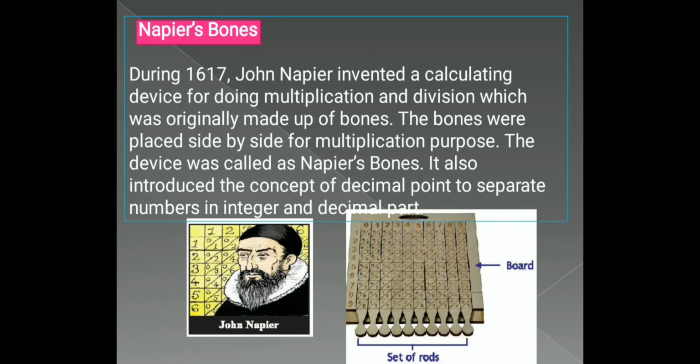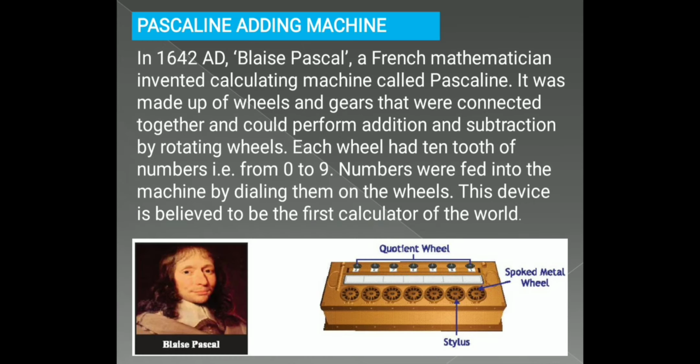Napier's Bones. During 1617, Napier invented a calculating device for doing multiplication and division, which was originally made of bone. The bones were placed side by side for multiplication purposes. The device was called Napier's Bones. It also introduced the concept of the decimal point to separate numbers into integer and decimal parts.